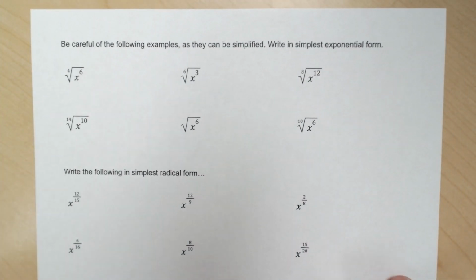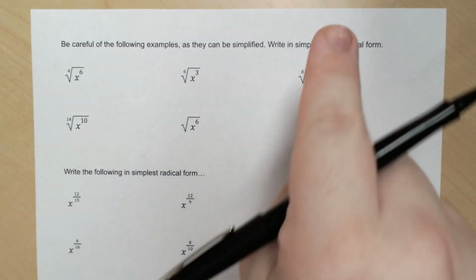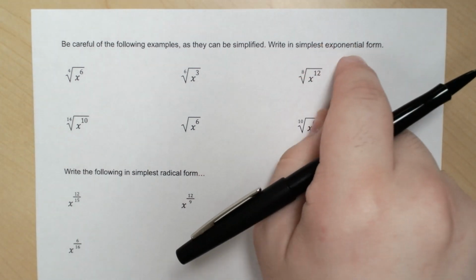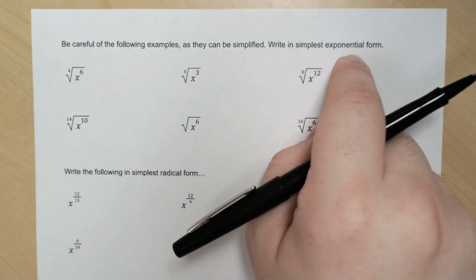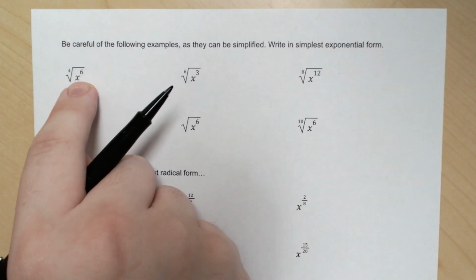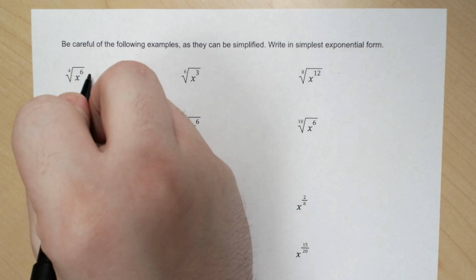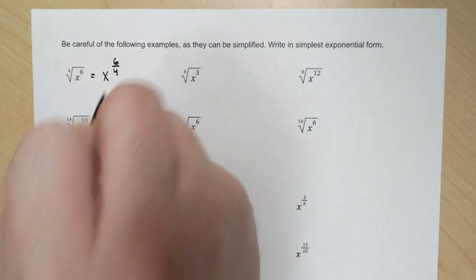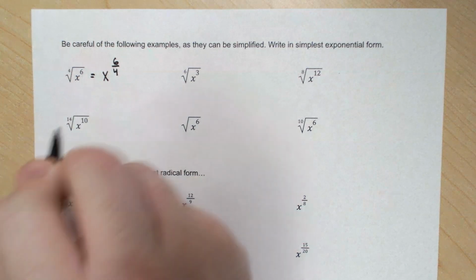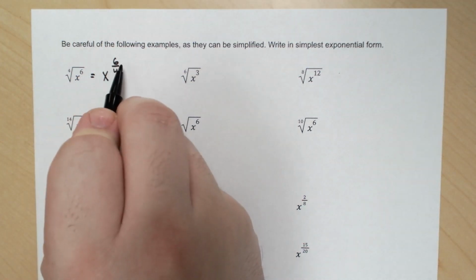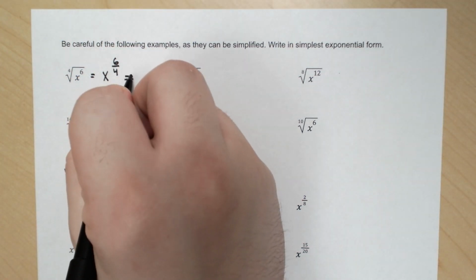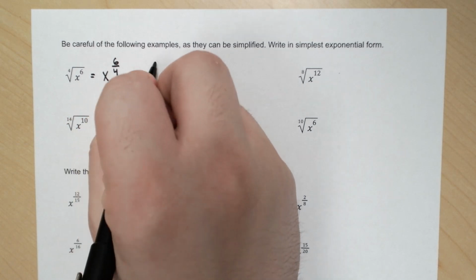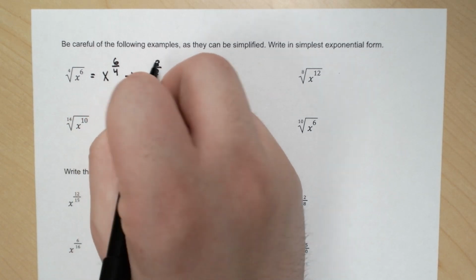Be careful of the following examples because they can be simplified. So we want to write them in their simplest exponential form. What's going to happen here is the 4th root of x to the 6th power, I can go ahead and call x to the 6/4 power. However, that exponent, that fraction, can be simplified, and so we need to do that and rewrite this as x to the 3/2 power.